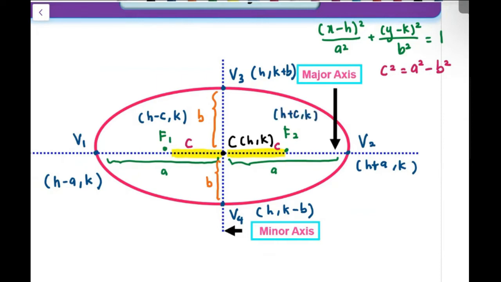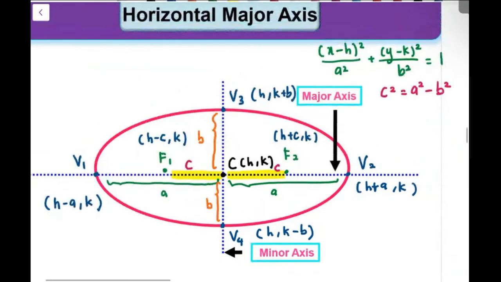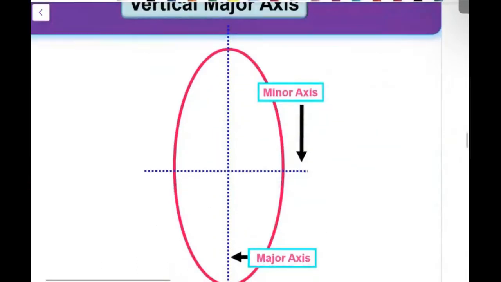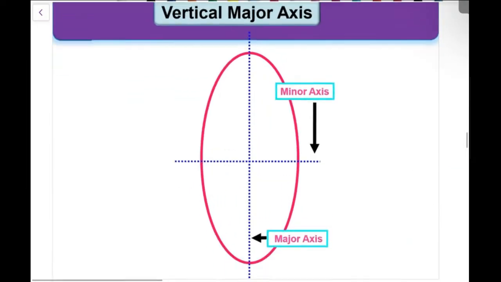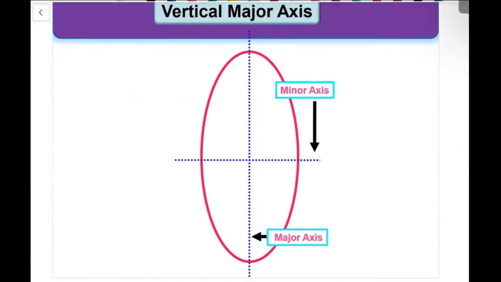Alright, so that's all 7 main points for ellipses that need to be labeled. Okay, so this is when we have horizontal major axis. Okay, now if we have vertical major axis, so shape dia akan macam ni, shape kita menegak. Our standard equation would be the same.